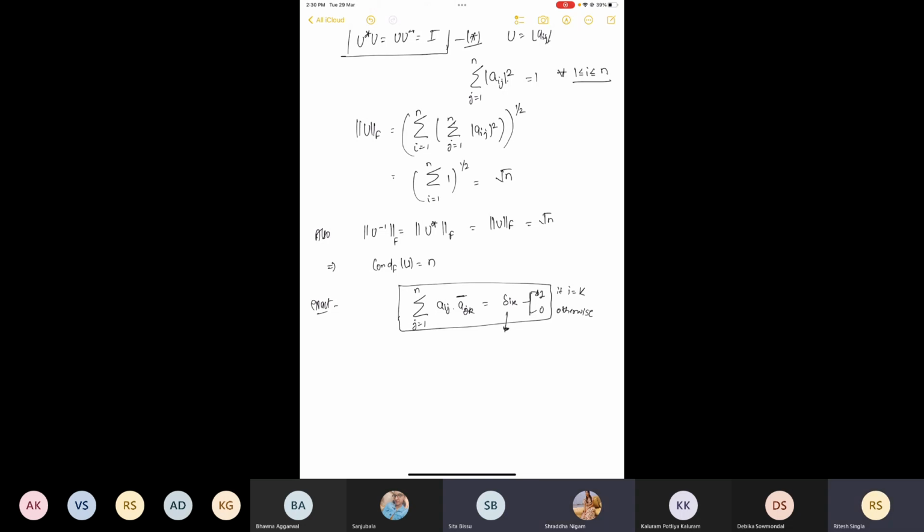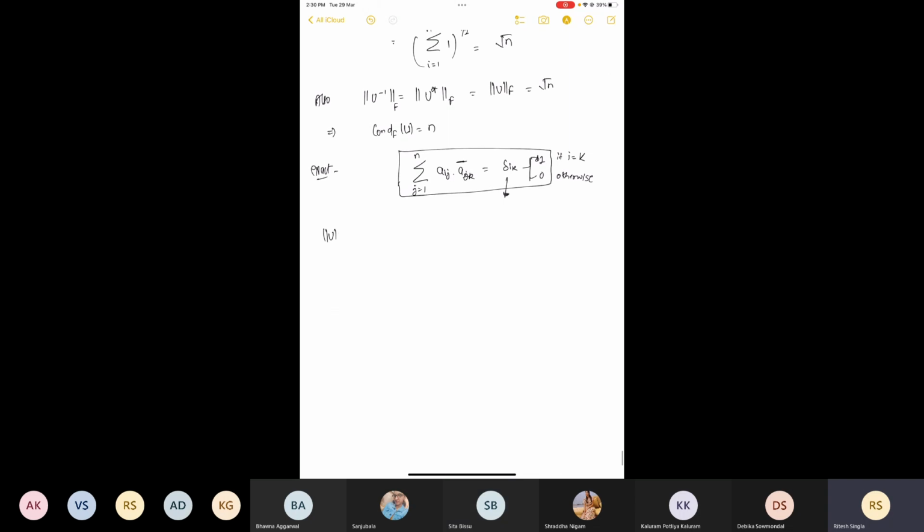Sir, please also tell the first part. Condition 2. Yes sir. Okay. So are you aware of the L2 norm for any matrix? Let me make it A. If A is some matrix, then what is the L2 norm of A?